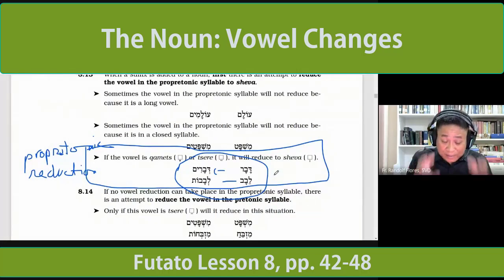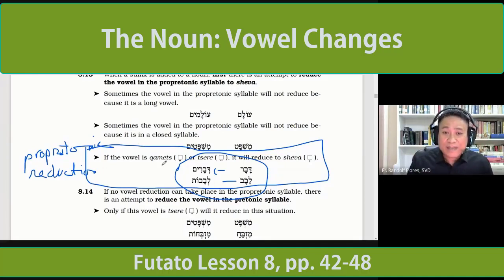Okay? So that is the basic lesson that I want you to realize, that when they form the plural of the nouns, they reduce. Okay? There are reductions of the vowels. And the reduction of the vowels can be explained by syllabication. The most common reduction would be the propretonic reduction. The reduction of the open syllable when you form a three-syllable word.